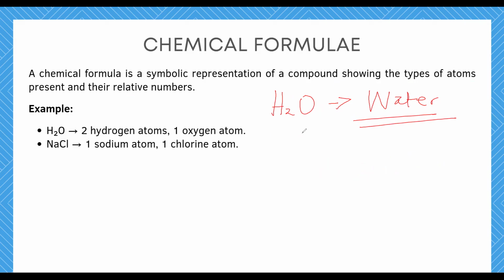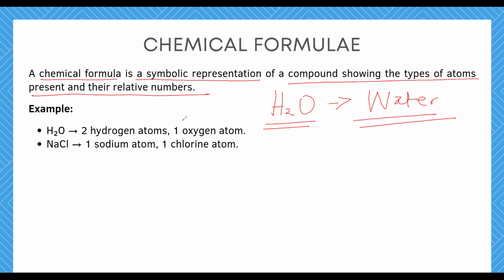So in chemistry, when we want to represent a compound, we use formulas. So that is the definition. Go ahead and write that down. If you're writing something down, let me know so that I won't get ahead of you. A chemical formula is a symbolic representation. Take note of that phrase, of a compound showing types of atoms present and their relative numbers.